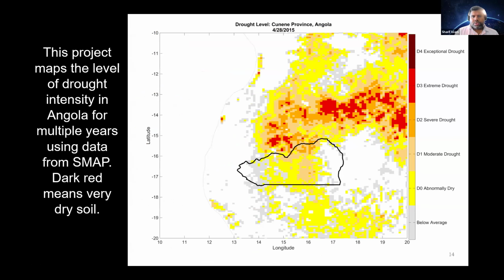And using that, as I mentioned, we are using the same thing to look at how Angola is impacted by this soil water deficiency, like the soil moisture content. If you look at this figure here, it's showing one of the provinces in Angola. As I mentioned in the previous slide, the dark red areas show exceptional drought, and the yellow shows abnormally dry. So in some areas, this region is very highly impacted by drought.